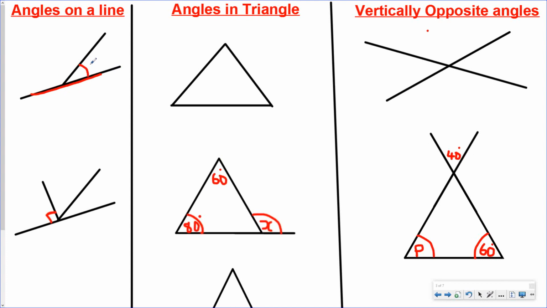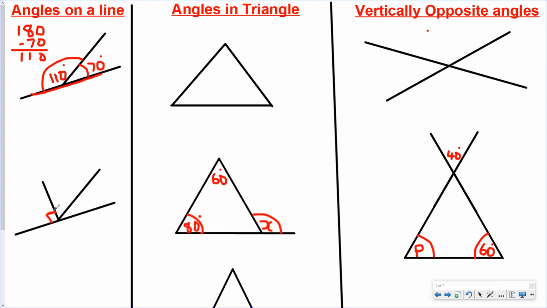So if this is 70 degrees, this is then going to be, we take it away from 180. So we've got 180, I will take away 70. That's going to leave me with 110. So that's 110 degrees.